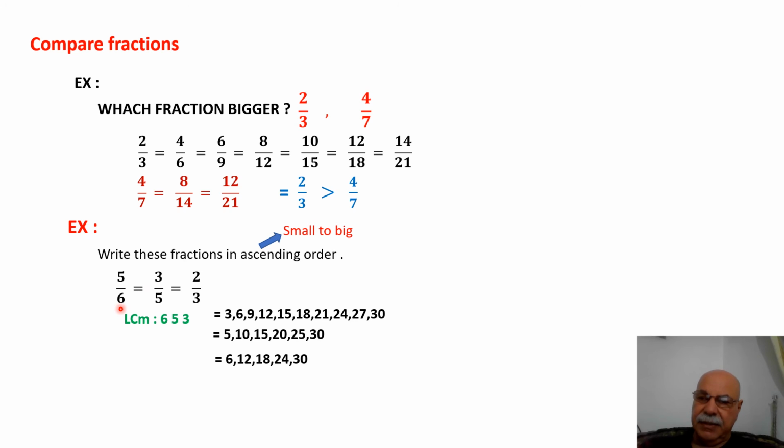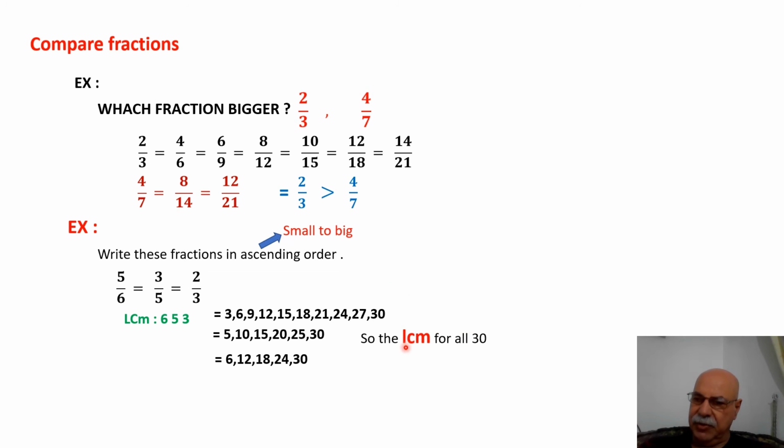For 6, the multiples are 6, 12, 18, 24, 30. You see 30, 30, 30. That's why the common multiple for the numbers is 30. 30 is the lowest common multiple for 6, 5, and 3.